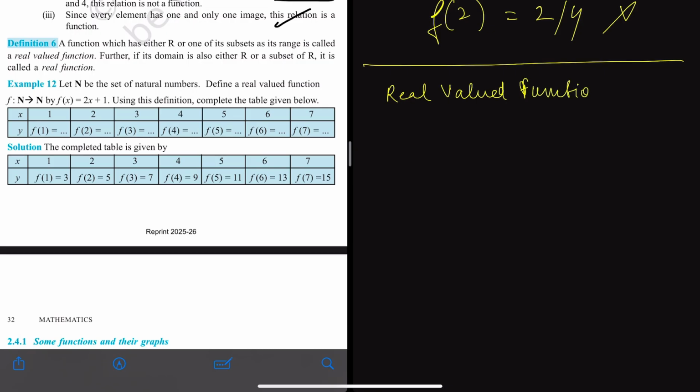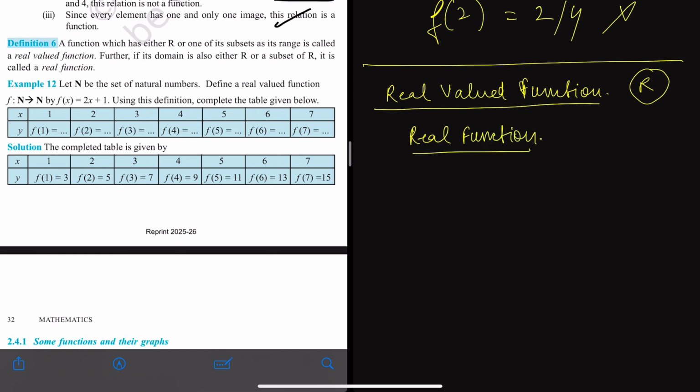A real valued function is defined when the range of the function is the real numbers or any subset of it, be it natural numbers, be it integers. So anything that is a subset of the real number set, if that is the range of a function, then that function is called a real valued function. Further, if its domain is also R or a subset of R, then it is called a real function. So these are two different terms.